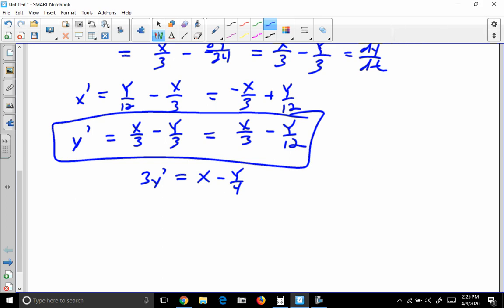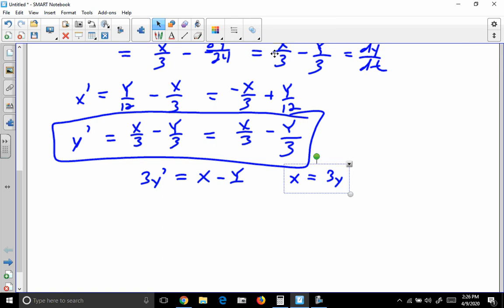Sorry, I paused for a second because I realized that when I copy this down, this is supposed to be a 3 here. Y over 12 in the first one, y over 3 in this one. So if we multiply this equation through by 3, we get 3y prime on this side. If we multiply both of these by 3, the 3's cancel, leaving us x minus y. So if we add y to both sides, x is 3y prime plus y. So this is x.